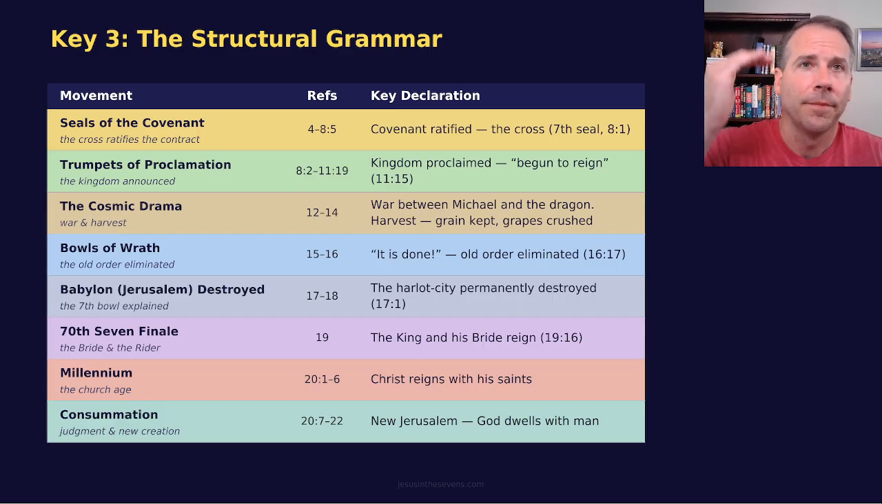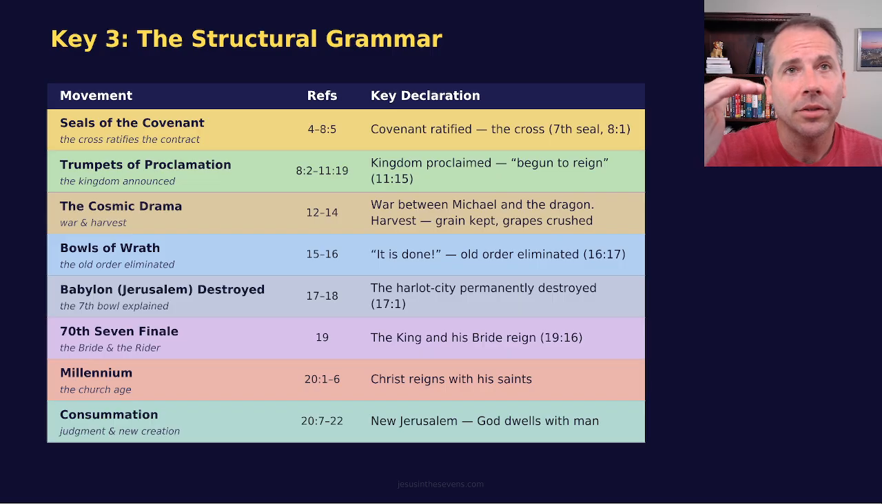So again, the millennium wasn't in play when the seals were happening, up at the top. So we've got definitely a progression in terms of cross, trumpets of proclamation. You're going to see some stuff about Acts in there, the early church, and the cosmic drama, though, because then that wasn't the end, right? In Acts, then there's the persecution that comes, both from the Jews, but then also from Rome under Nero.